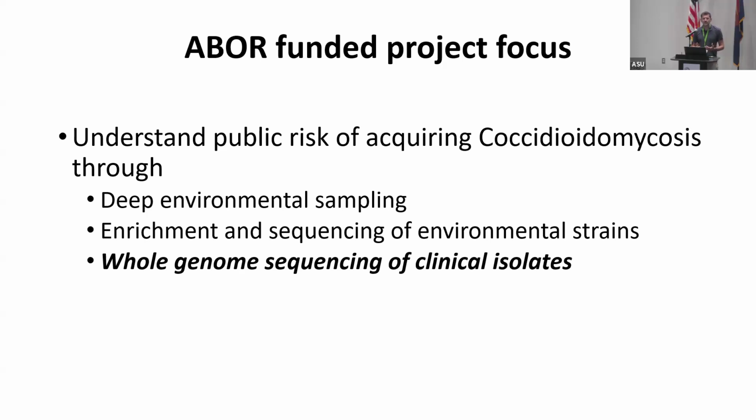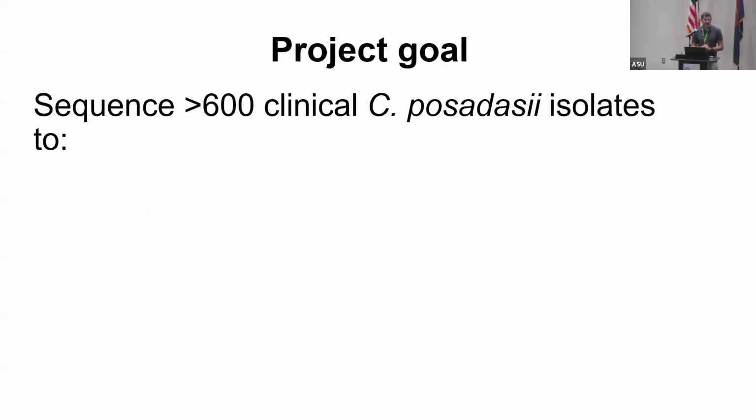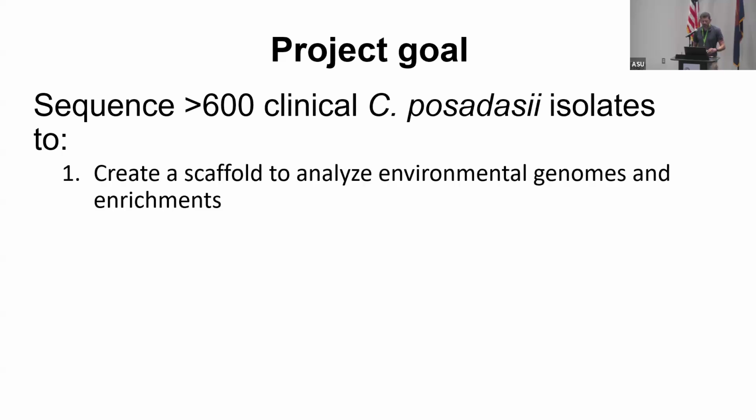Understanding the circulating strains of who's getting infected helps us better contextualize the species as a whole. And so again, my specific part of this project, we sequenced, I think the goal was 660 genomes. We'll have probably 700 genomes here in the next couple of weeks. And we sequenced these genomes to address a couple of primary questions.